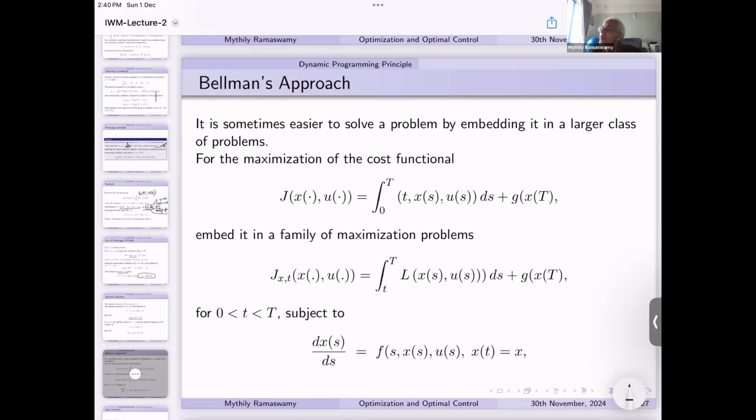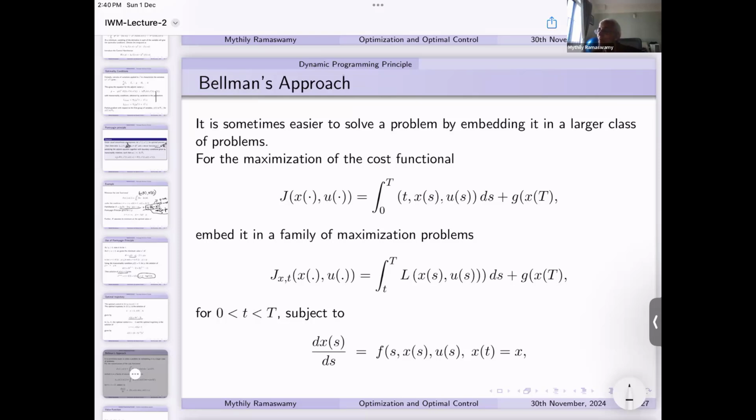I was telling you that sometimes it's easier to solve a problem by embedding it in a larger class of problems. If you remember, even in the Lagrange method, we added one more variable. We embedded it in a bigger problem with n plus 1 variables, and then it was easier to solve. It's a similar story here. You want to embed it in a larger class of problems. So what is the new variable that we are going to add?